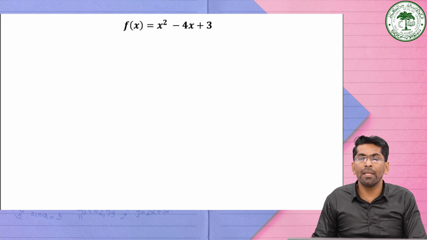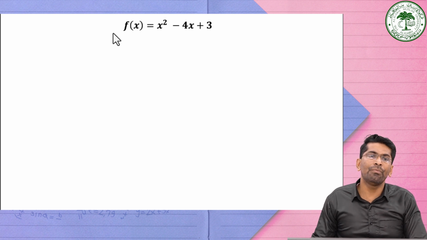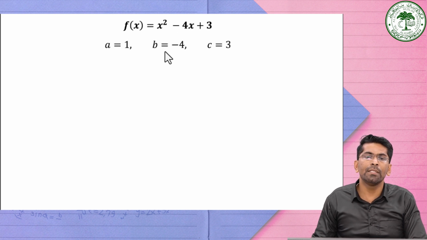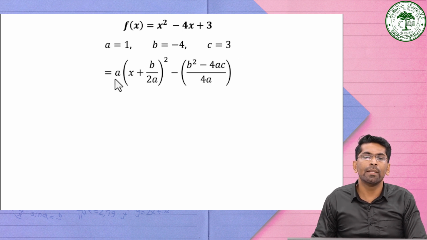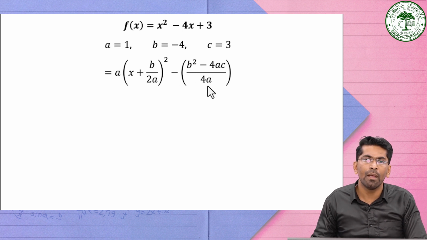We are going to explain both methods here. First, we use the method which we already derived. So here the function f of x is equal to x square minus 4x plus 3. Here a is equal to 1, b is equal to minus 4, c is equal to 3. Then our equation is the complete square term plus a constant term, that is a into x plus b by 2a whole square minus b square minus 4ac divided by 4a. And we know the values of a, b, c. We are simply going to substitute all these values here.